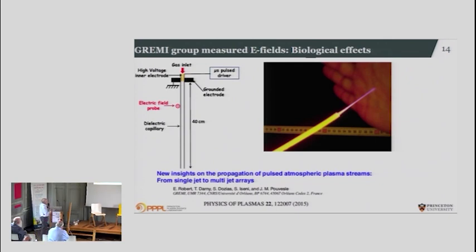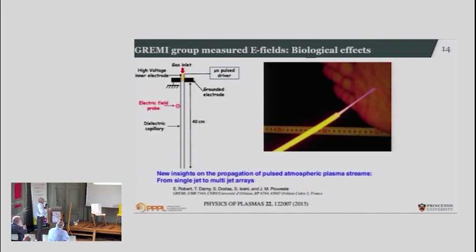I wanted to give a shout out to my friends at GREMI, the group at the University of Orléans, I think I failed to mention this. This was the group that I collaborated with when I was here in 2007, 2008. So Eric Robert and Jean-Michel Pouvesle, both of whom were involved with the Plasma Cosmetic Conference I mentioned, have done a lot of really nice work. I had nothing to do with this. This was far after I left.